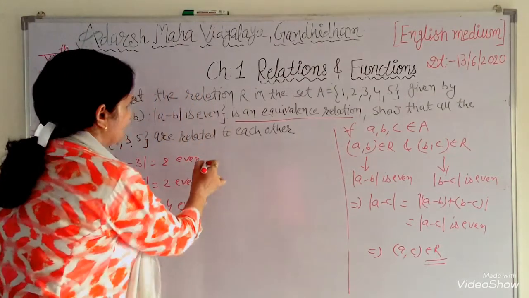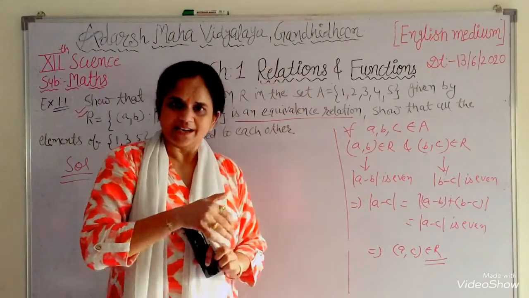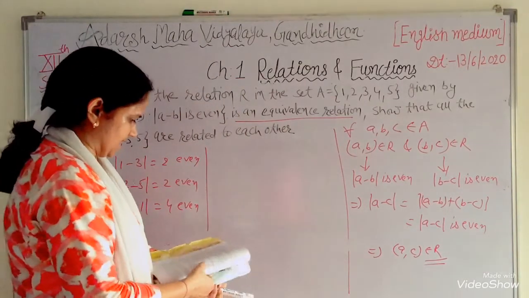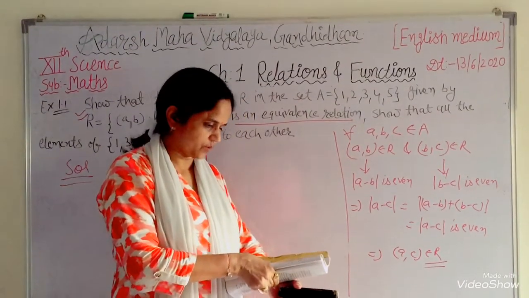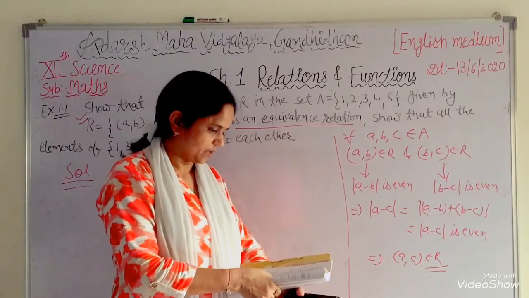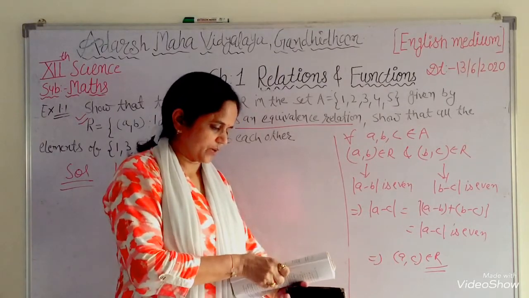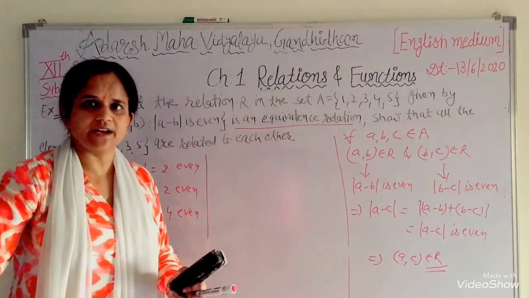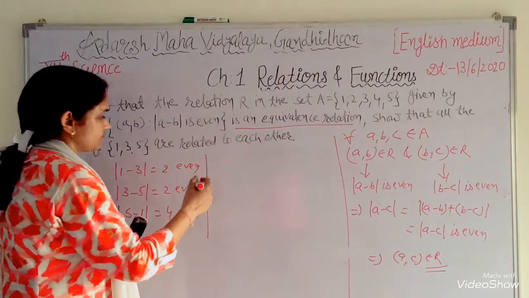Okay, student? And one more part is also given in this question. Let me take my textbook. Yes, the next part is: all the elements of {2, 4} are related to each other, but no element of {1, 3, 5} is related to any element of {2, 4}. Okay, student? So, first 2, 4.